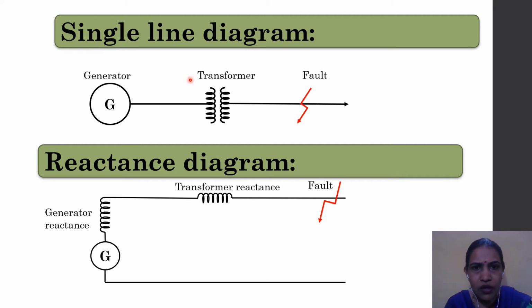Now, after drawing the single line diagram, the second step is drawing the reactance diagram. The very first step is to draw the single line diagram from the data provided to you. Then you have to convert that single line diagram into its equivalent reactance diagram. I have shown here the reactance of generator, reactance of transformer and location of fault. This is the equivalent reactance diagram of the single line diagram you drew in the first stage.